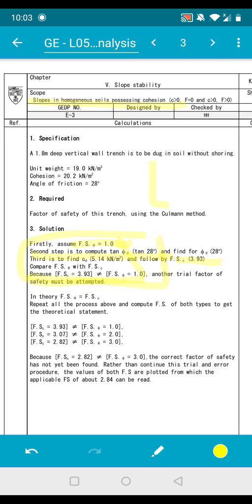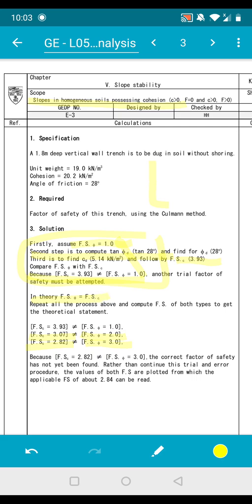For the second assumption, I assume my Fs due to the internal friction angle is 2, and I calculate my factor of safety due to cohesion as 3.07. Still it is not the same, so I move on to 3, and I get roughly 2.82. Still not the same. By theory, the factor of safety of both should be the same.